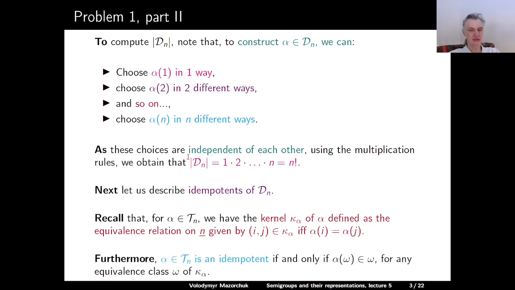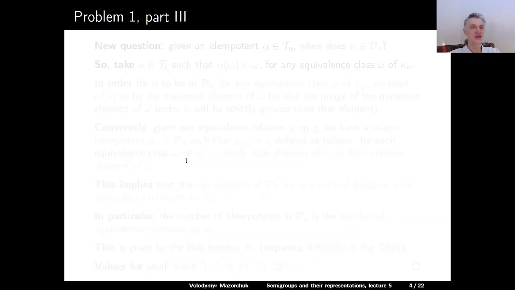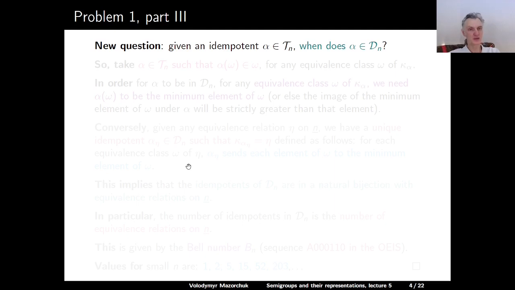Furthermore, this element alpha in Tn is an idempotent if and only if, for any equivalence class omega of the kernel of alpha, the value of alpha at any element of this equivalence class belongs to this equivalence class. So now we can reformulate our question in the opposite way. If we have an idempotent alpha in Tn, when does this idempotent belong to Dn, to our sub-semigroup? So when is an idempotent alpha from Tn order decreasing?